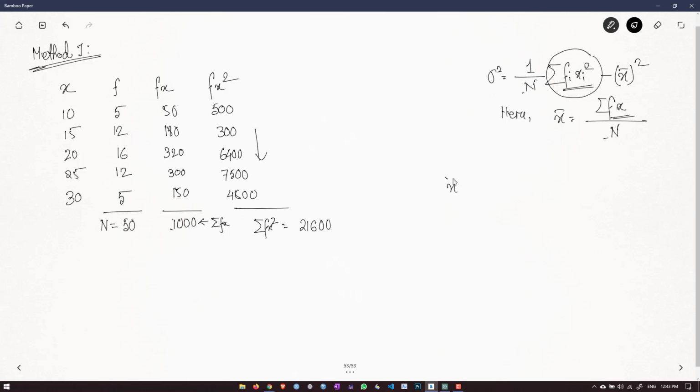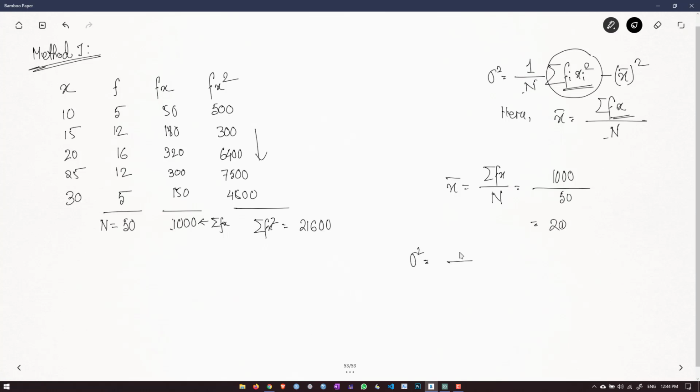So now what is x bar? X bar is summation fx by capital N. What is the value of summation fx? That is 1000. Capital N is 50. So the answer is 20. So what is our x bar? That is 20, right? Next we need to find out sigma square.